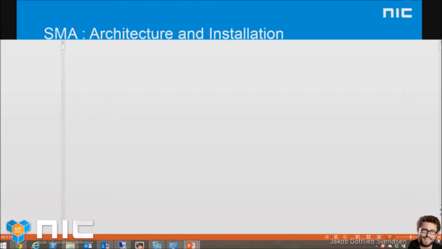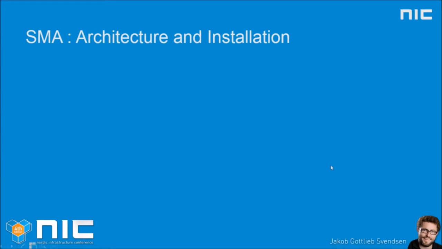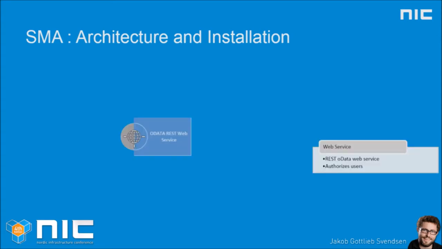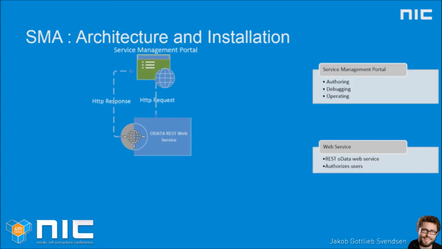That's better. The way this is built is almost the same as classic Orchestrator, which means we have in the middle, the central point of connection, an OData web service. The difference between classic Orchestrator and the new one is that this web service can do anything. So you can delete runbooks, you can edit runbooks, you can do any kind of action through this web service. So of course, when we use the portal, it actually uses this web service to update all this stuff.